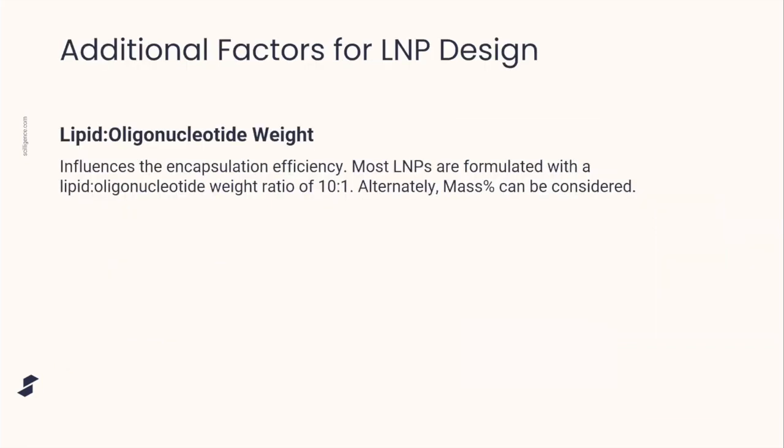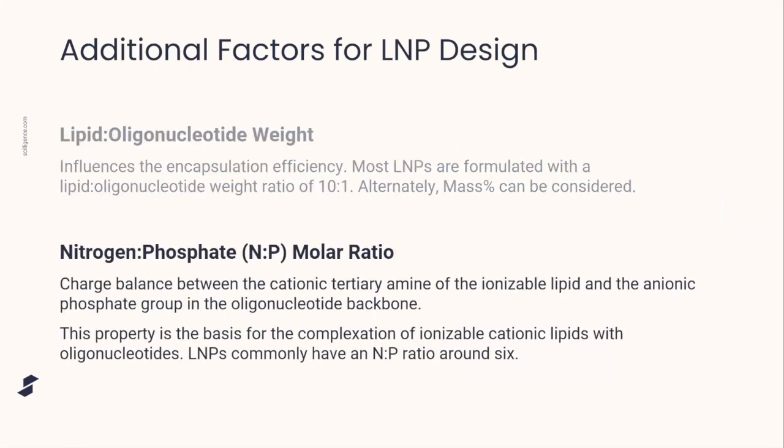So additional factors for your LNP design can include the lipid to oligonucleotide weight ratio, or mass percent, because this influences the encapsulation efficiency of your lipid nanoparticle, as well as the nitrogen to phosphate molar ratio. So keeping the charge balance between the amine on the ionizable lipid and the phosphate group on your oligonucleotide backbone. And LNPs commonly have a ratio of around 6, but obviously, if you want to adjust that, that's something that you'd, of course, keep track of in your electronic laboratory notebook.